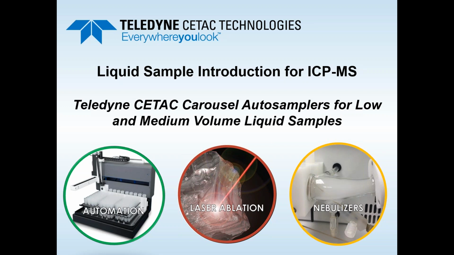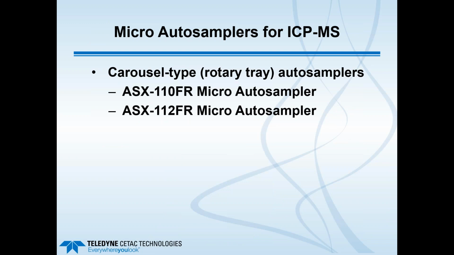Thank you for the introduction, Shelley, and thank you everyone for taking time out of your day to attend the webinar. Today's webinar will concern the carousel or rotary type autosamplers for low and medium volume liquid samples that are typically used for liquid sample introduction with ICP-MS. The carousel type, also termed rotary tray autosamplers, are the two types we will cover today: the ASX-110 FR micro autosampler and the ASX-112 FR micro autosampler.